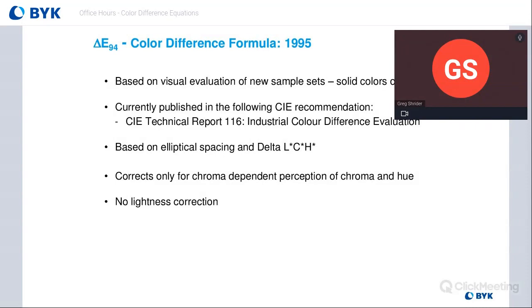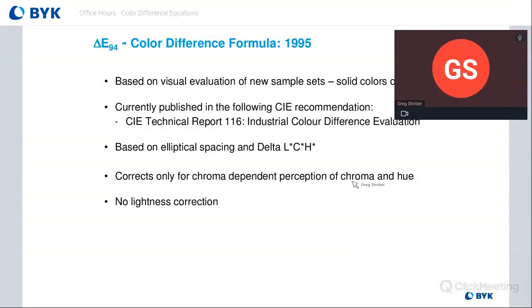Still widely used today, though. CMC is a recognized good tolerancing system, again, for correlating to visual perception. It got a little bit better in 1984 when they introduced delta E 94. And that was, again, based on the LCH color tolerancing system. But it corrected for chroma-dependent colors. And it had really no lightness correction. So we're really correcting for chroma and hue only in the delta E 94.